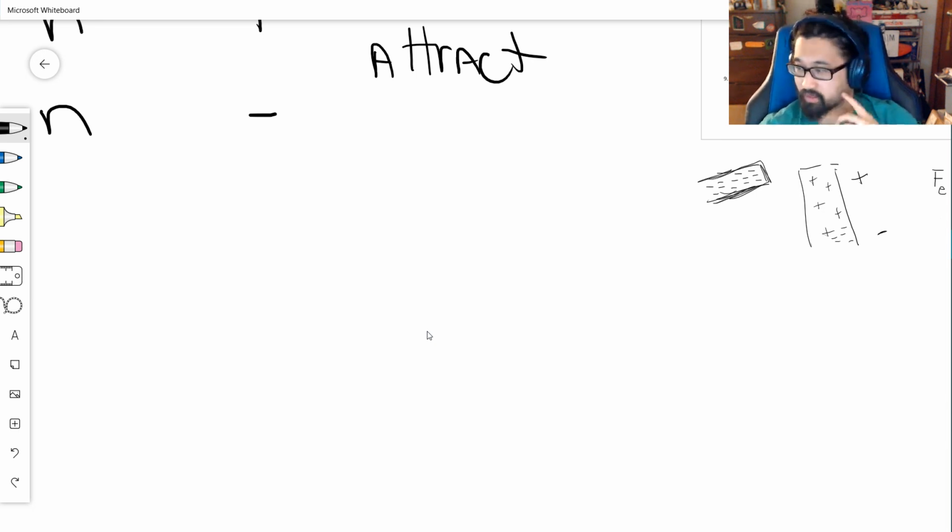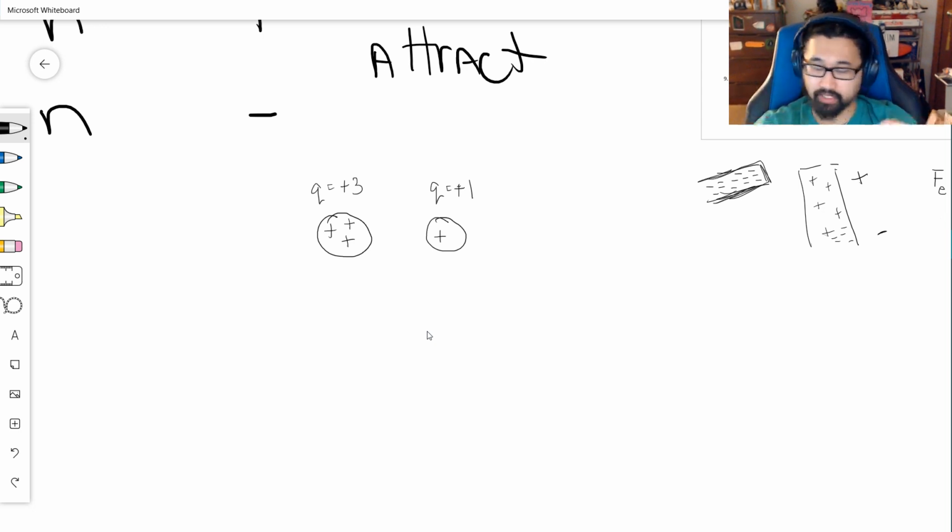So the last thing that I want to talk about is, let's say that I have this object, which has a net charge of +3. So it just happens to have 3 extra positive charges on it. And I also have this object, which has a net positive charge of +1. So this thing has Q equals +3. This thing has Q equals +1. Right? What will they do to each other? Well, they will repel. Okay, cool.